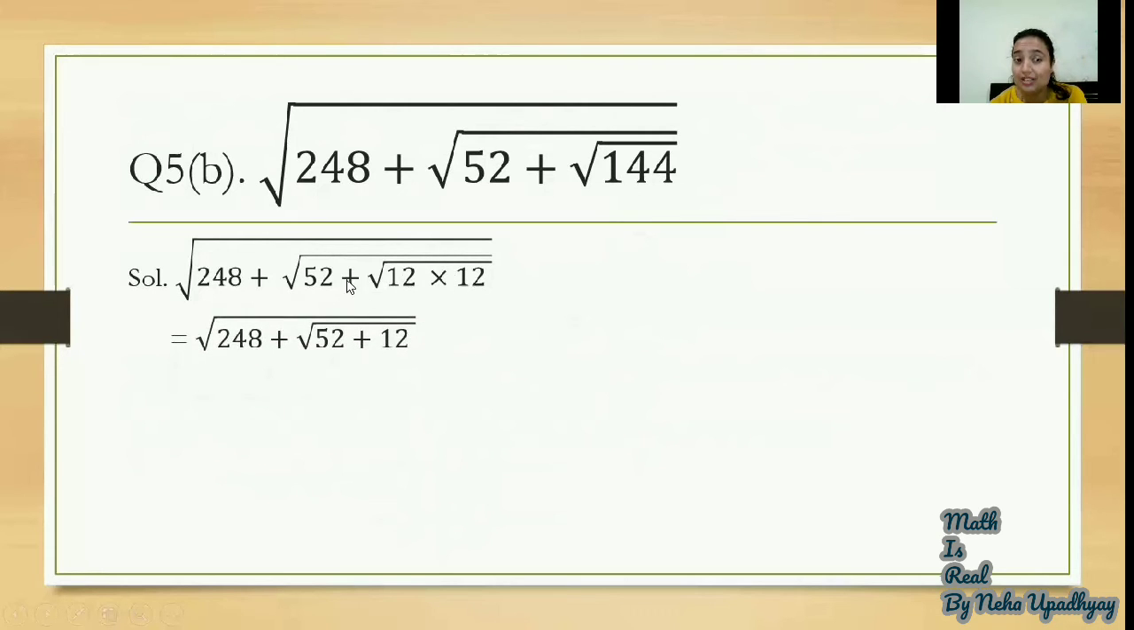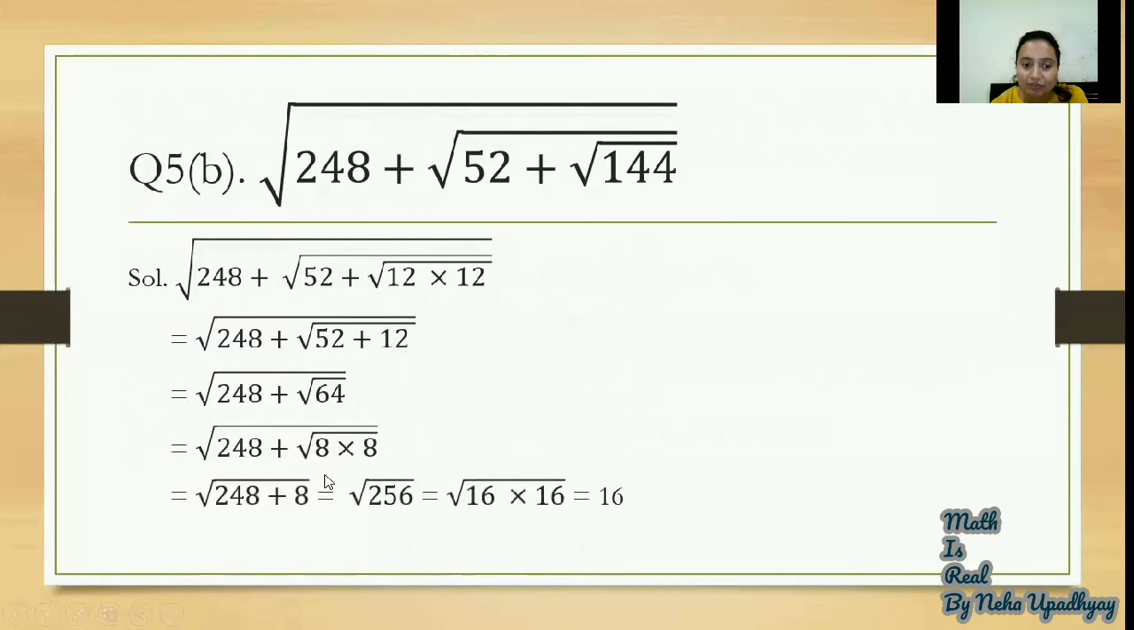Remember what is the sign here? Plus. So we will add them now. Next step, they are added but they are under a square root. So now 64, 8 eights are 64, so we'll write 8 multiplied by 8 and then 8 will come out. See, 8 will come out from here.